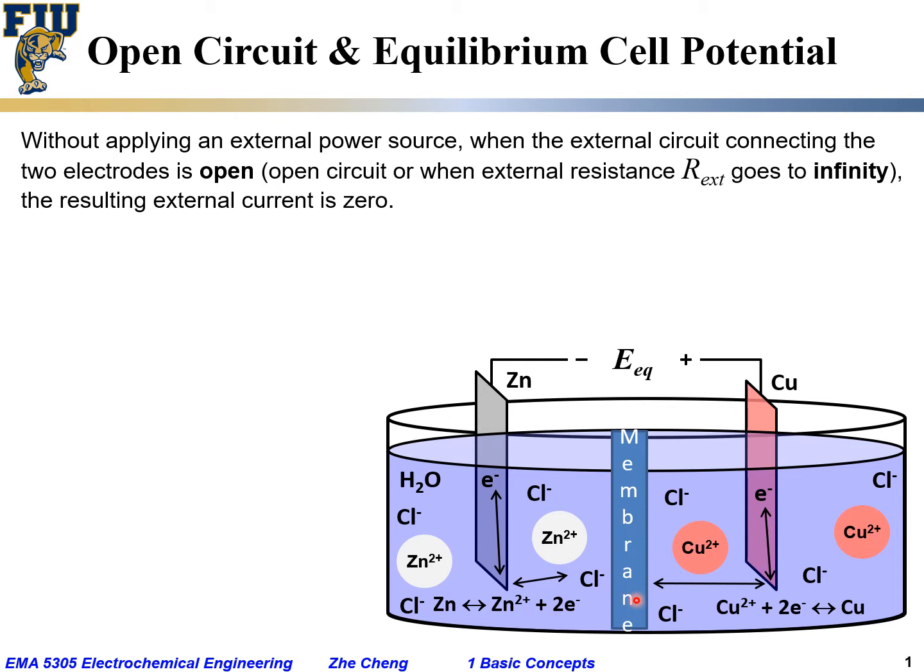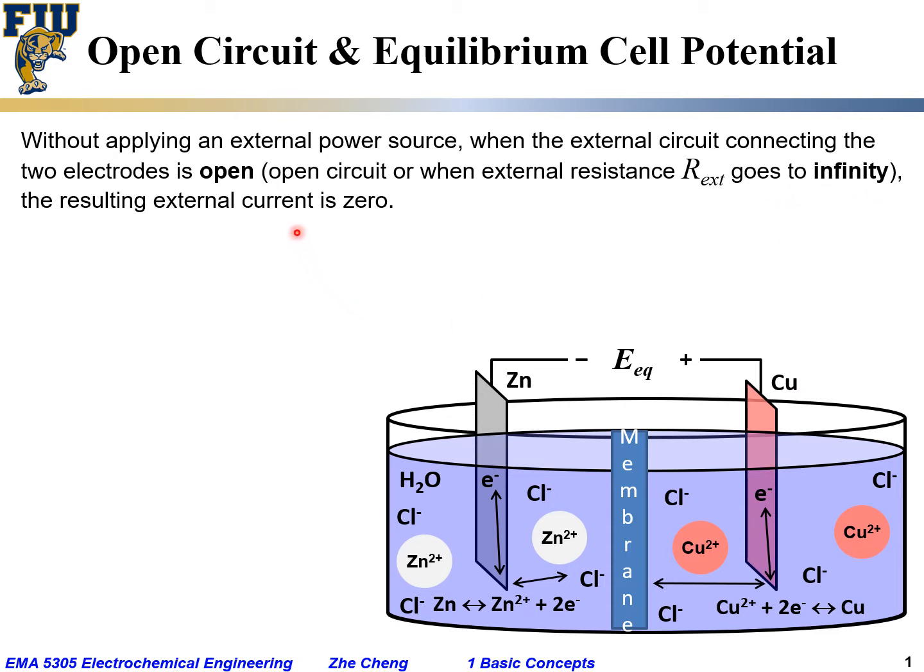But anyway, this is an electrochemical cell, and we say that without applying an external power source, which means between the two electrodes, you do not apply an external power source, just between these two. And when the external circuit connecting the two electrodes is open, which means the external resistance essentially goes towards infinity. On the open circuit condition, the external resistance goes towards infinity.